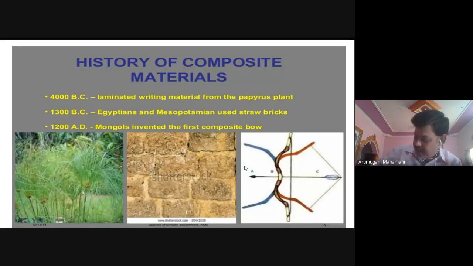We have laminated writing material from the papyrus plant. Then in 1300 BC, Egyptians and Mesopotamians used straw bricks. In 1200 AD, Mongolians invented the first composite bow. So these are all the composite materials available in olden days.